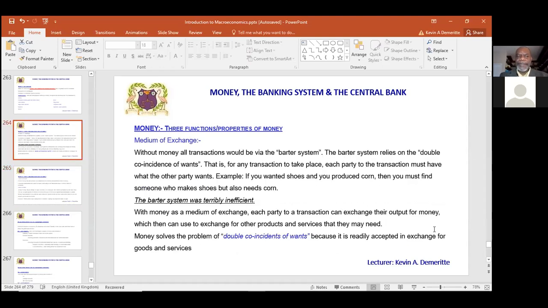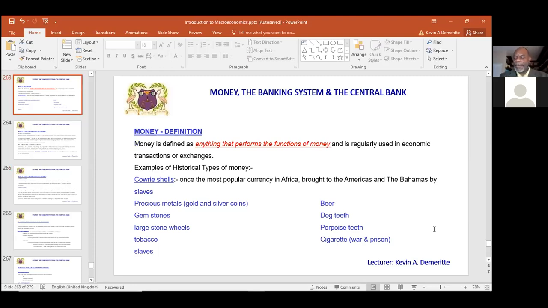All right. So then if you look at our historical list, you can see how some of these may perform these functions better than others. Right? Gold and silver coins certainly serve as a medium of exchange and store of value. If everything is valued in terms of gold and silver coins, how much gold, how much silver something is worth, then certainly we'd also expect over time that the gold and silver coins would retain their value. So they certainly can perform the functions. Others maybe not so well.